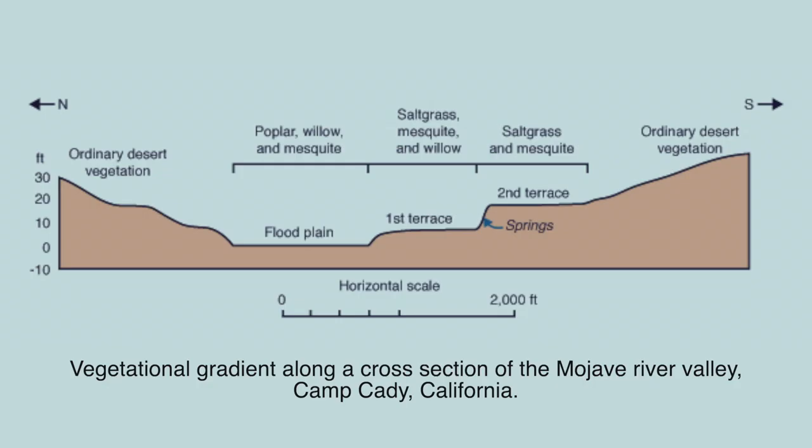This figure shows the vegetational gradient along a cross-section of the Mojave River Valley at Camp Katy, California. It is seen that different species occupy different levels in the profile. The dimensions of the terraces depend on the proximity to groundwater, which is conditioned by the local topography, that is, by the geomorphology.